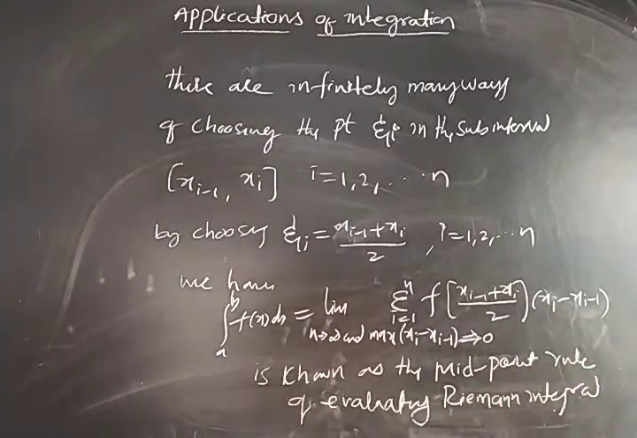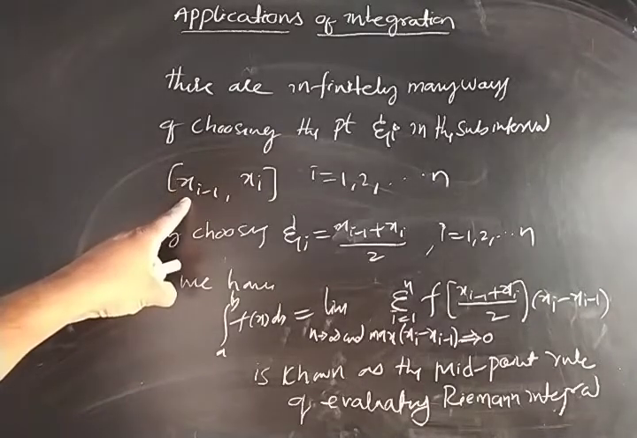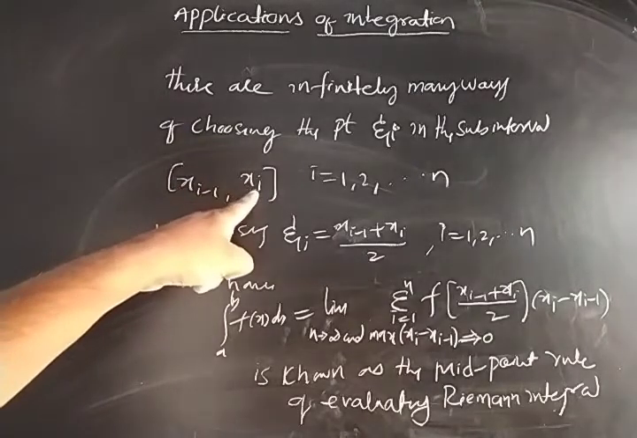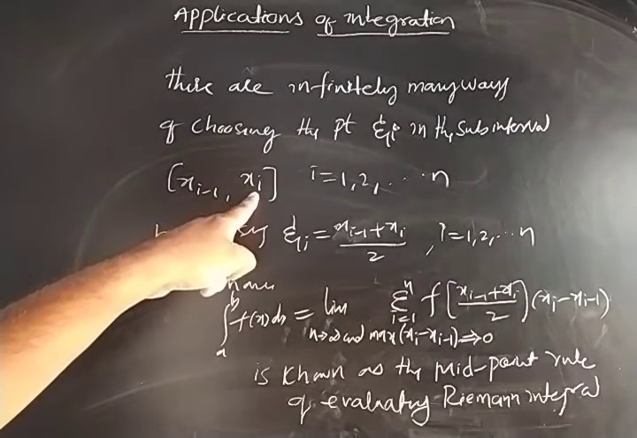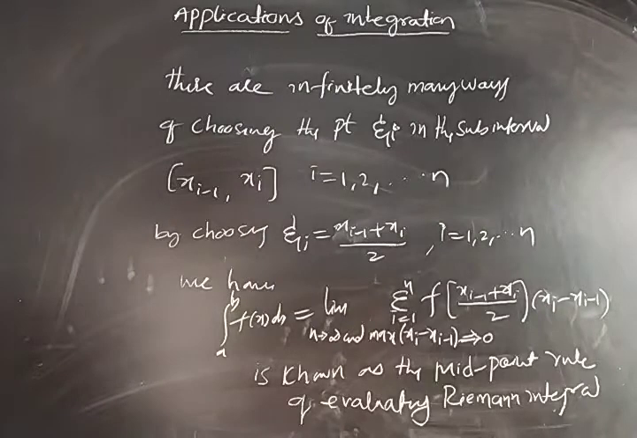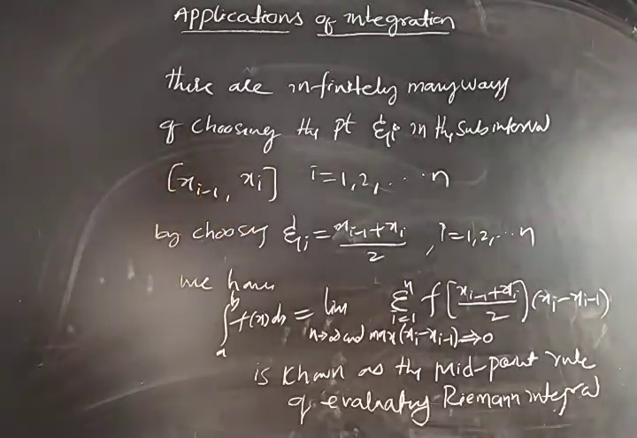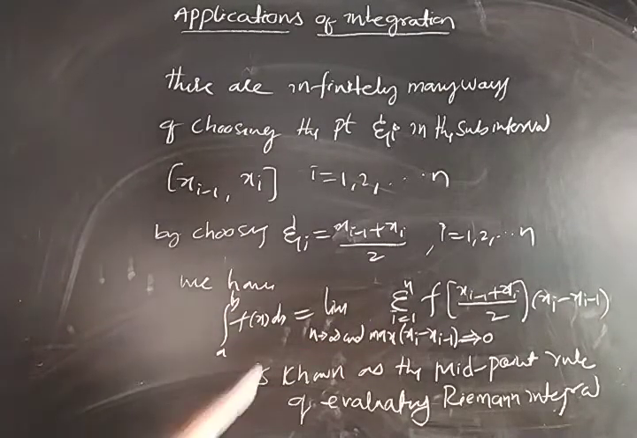Okay, these are three definitions depending on the selection of zeta i. If you select zeta i equal to xi minus 1, then it is called the left hand rule. If you substitute the right endpoint xi in place of zeta i, then that is called the right hand rule. If you take the average of these two endpoints of the interval as zeta i, then it is called the midpoint rule. So these three definitions depend on the selection of the zeta i number, right?